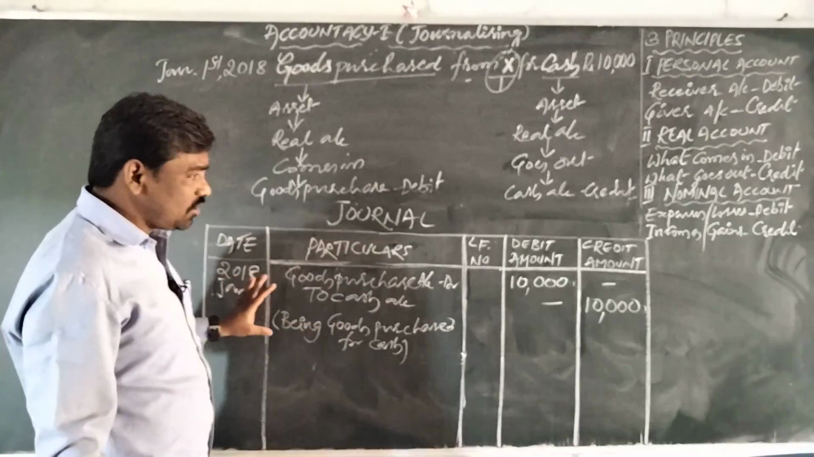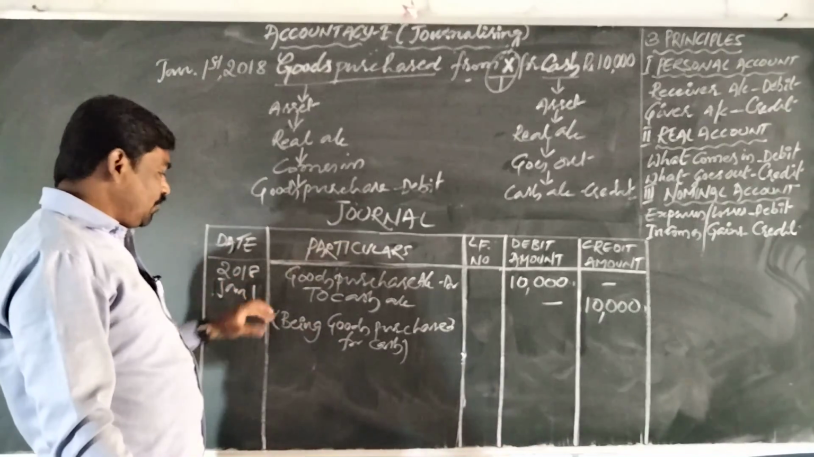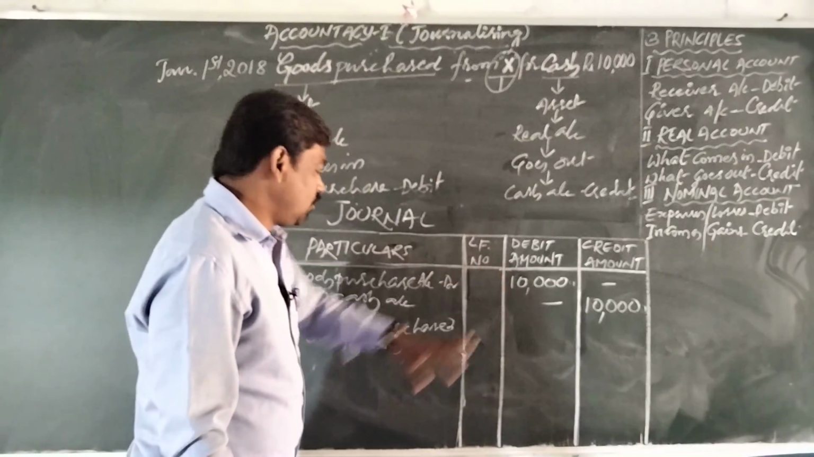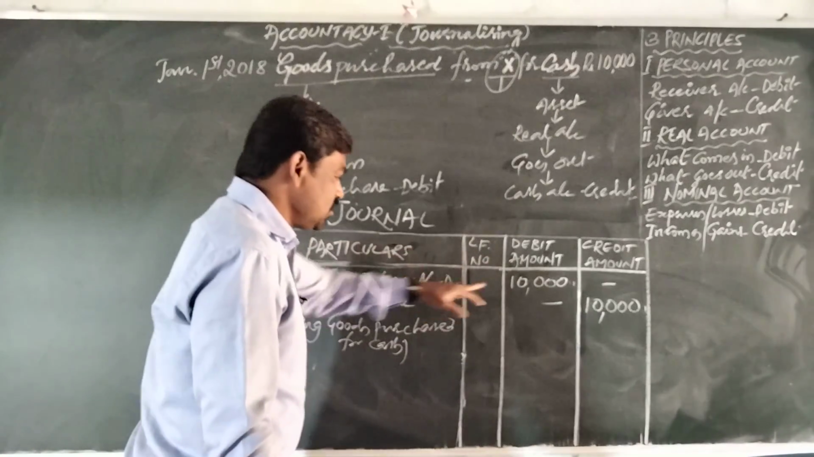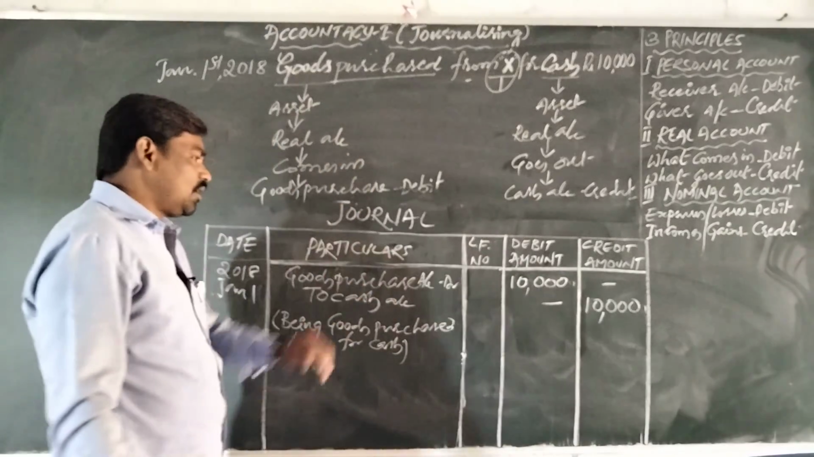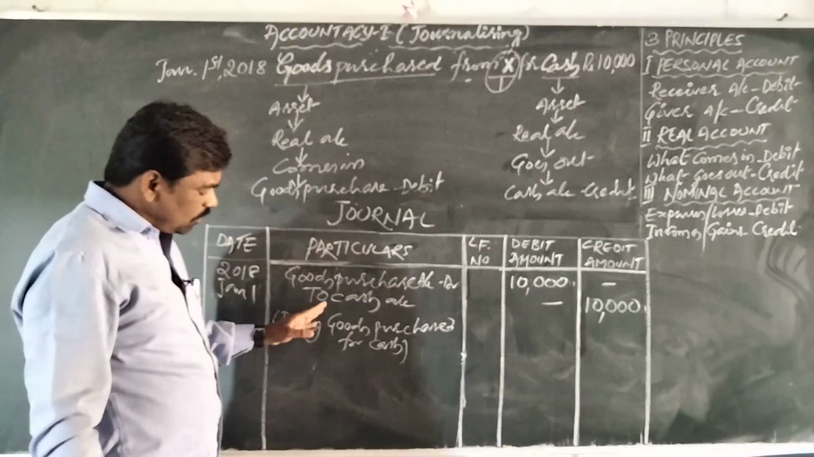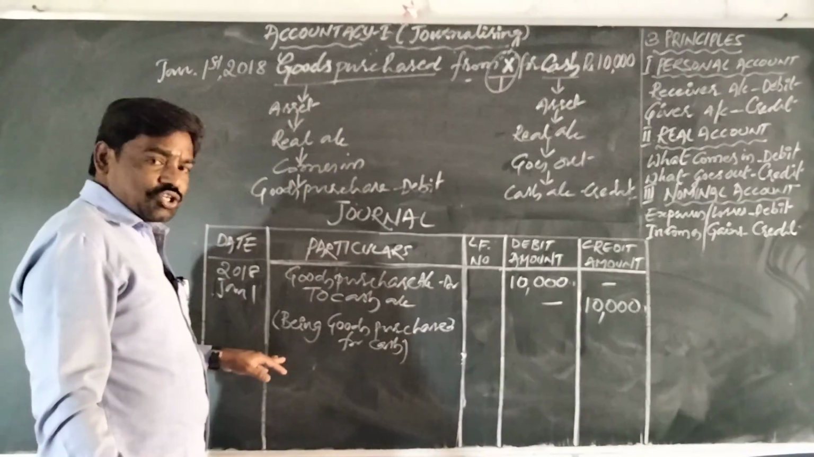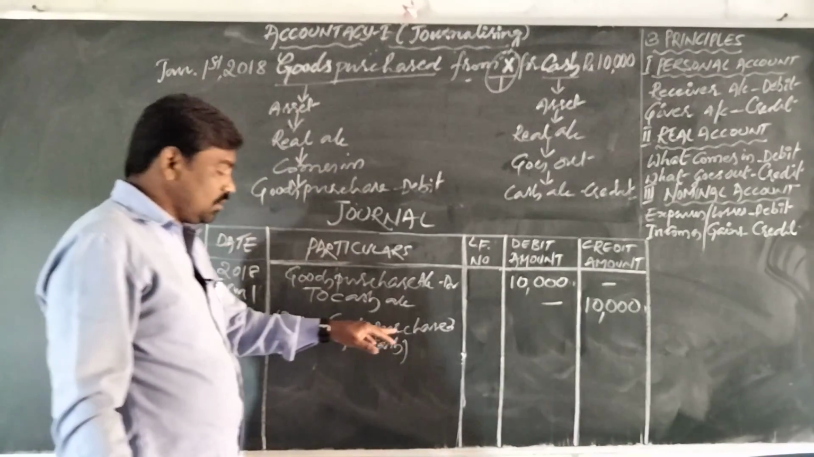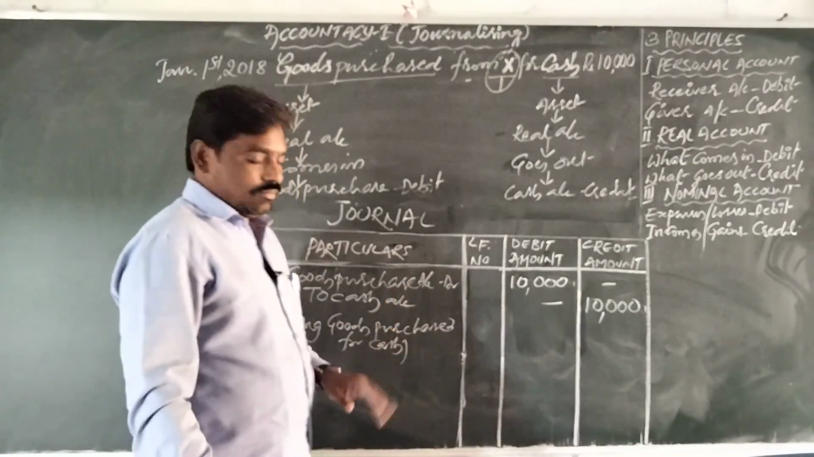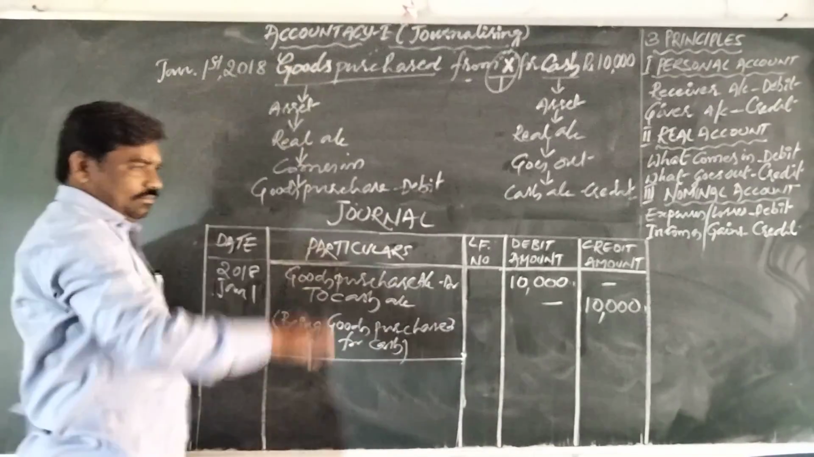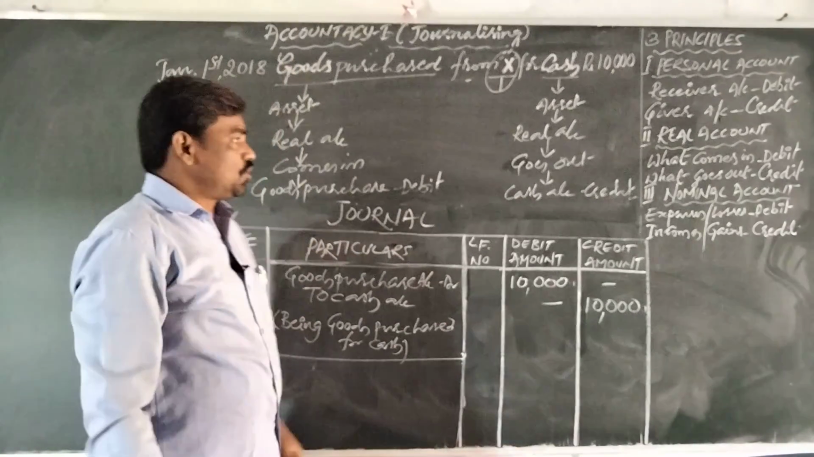How are we going to write the journal entry? See, 2018 January 1st, goods purchased, purchases account, debit. In the debit column, against this account, amount 10,000, and come to the credit column or credit account, to cash account. In the credit column, amount rupees 10,000. Narration: being goods purchased for cash. Okay, like this we can write the journal entry for the given accounting transaction.